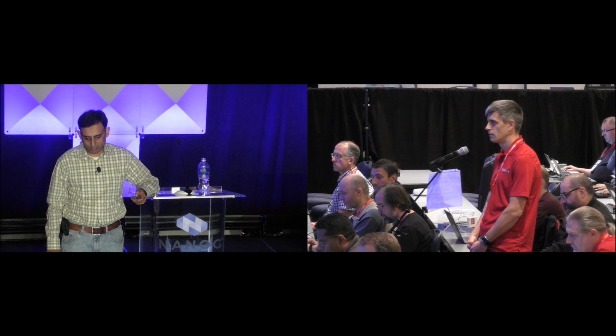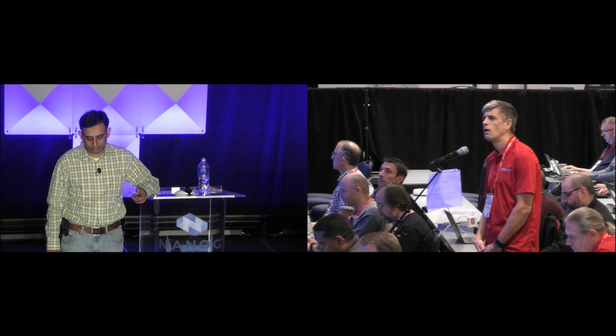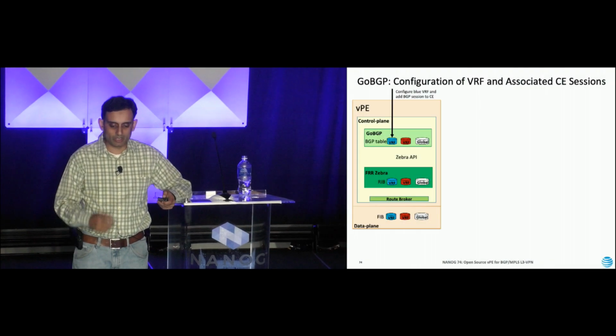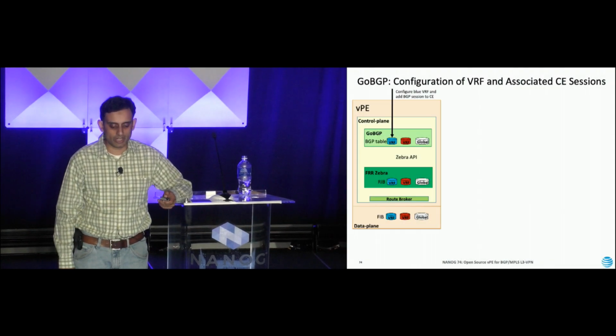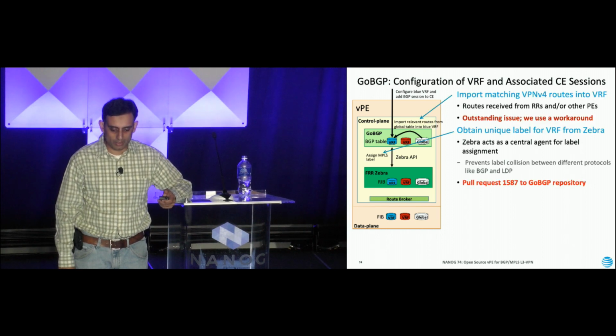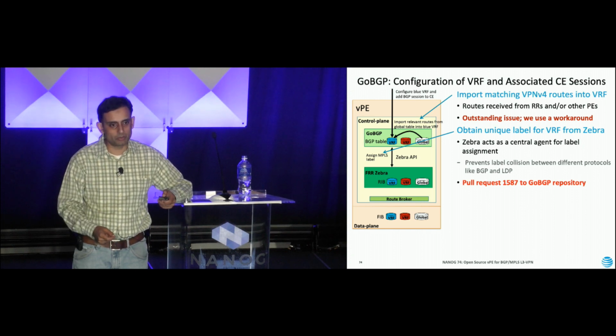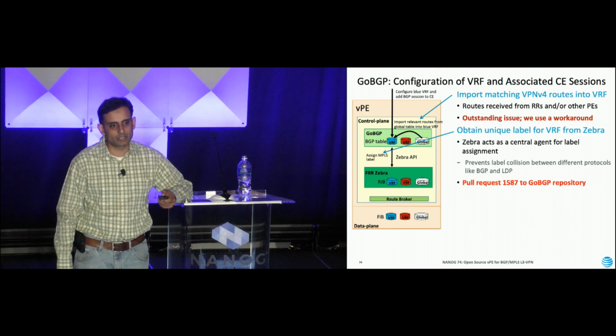In fact, I can show you something which is in the backup. Yeah, this slide. When we configure the VRF, now with the change, once the VRF is configured, GoBGP contacts FRR Zebra, obtains a label and associates it with the specific VRF that you are trying to configure. This is the label which is then propagated along with the route to the route reflector. Does that make it clear?